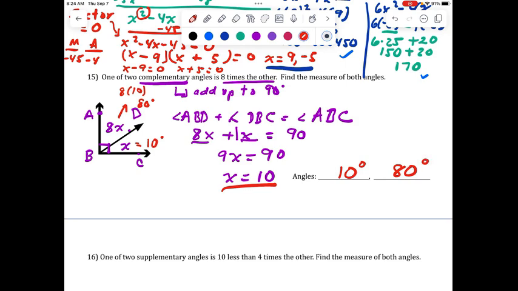And I know that your picture doesn't look quite like that, but you can never quite assume from a picture what the measures are.